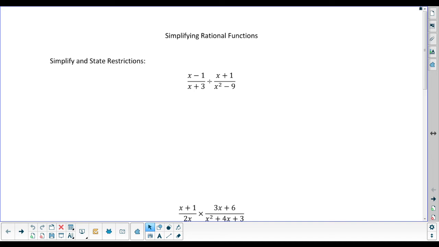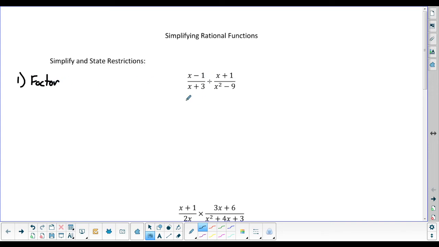All right, so we're going to be looking at simplifying and stating restrictions for rational functions. Whenever we're doing rational functions questions, we always have to consider the restrictions, so when the denominator would be 0. Now, when we did that earlier, we saw that we needed to often factor. And that's, in fact, the first step always when we're doing these simplifying questions. Step 1, factor.